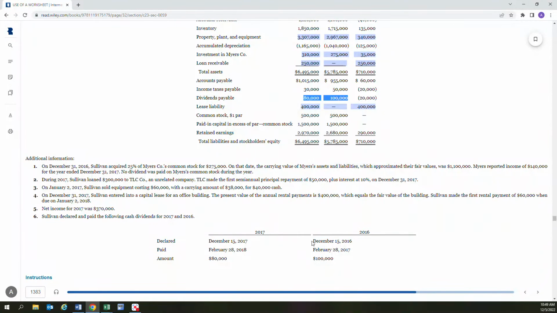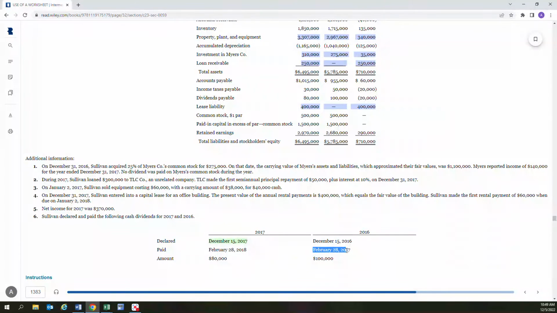Then the other thing is, on December 15th of the previous year, 100,000 was declared, but then it was paid this year. So for purposes of what we're doing here, we're going to analyze only what affects this year. Let me highlight this. Maybe that'll help us visualize this.